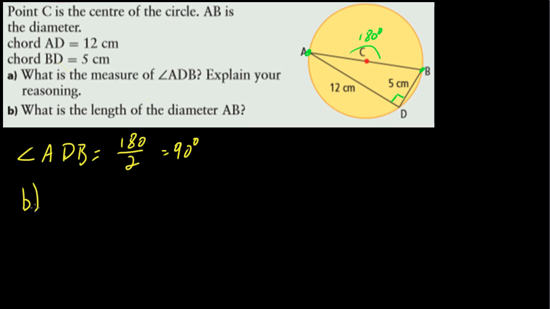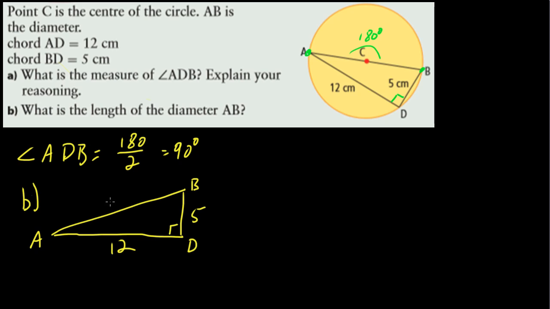B, what is the length of diameter AB? Well, just like we did before, I'm going to rewrite what my triangle looks like, in a more familiar form. I put D down here, B over there, and A. So I just rotated it a little bit. We have 12, we have 5, and then we're looking for diameter AB.